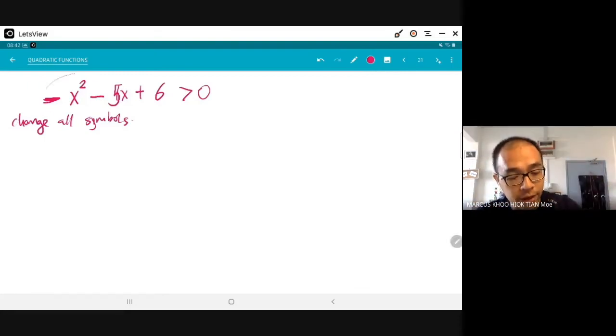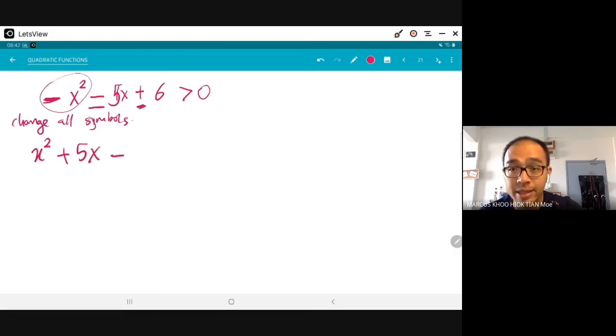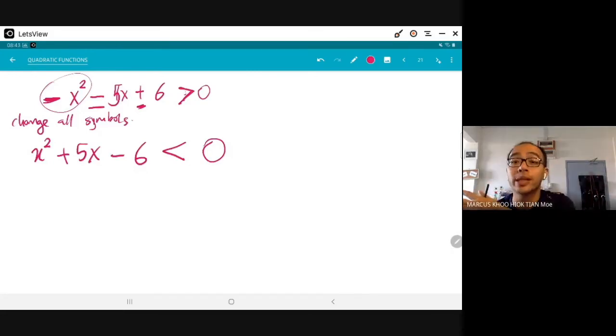Jadi, negative x squared akan jadi x squared. This will become plus 5x. Tapi this will become minus 6. Dan lebih akan jadi kurang. Okay, equals to 0. Actually, nothing really special lah. Okay, the only way to make the x squared positive is to make sure that you tukar semua tanda dan tukar semua arah. Kalau arah original ke kanan, lepas kau tukar tanda, dia akan bertukar pergi sebelah kiri. And then you do the same thing.